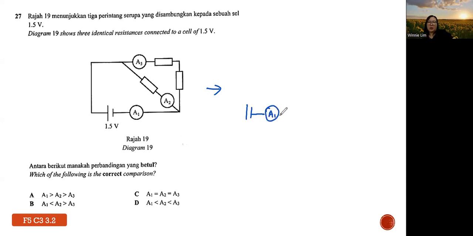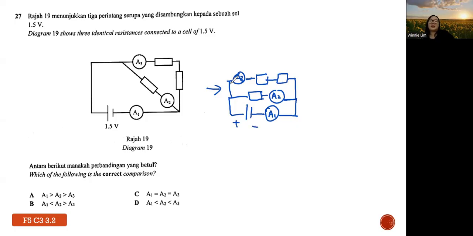This is your A1. Then you have your A2, and your A2 here has 1 resistor. And then lastly, here has 1 resistor, 2 resistors, and then only A3. So you see I redraw the drawing already. Okay, so is the current the same? Okay, so for information, this is a parallel circuit.